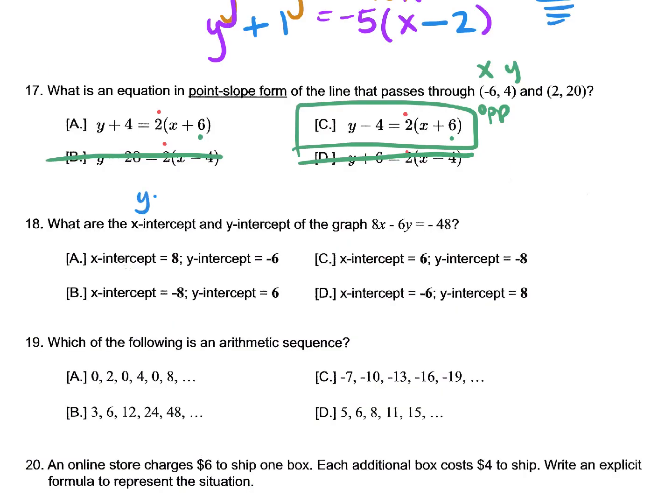To find the x-intercept, we're going to do y equals 0, plug it in, and then I'll eliminate some of our answers. So 8x minus 6 times 0 is equal to -48. When you do that, 6 and 0 are going to go away. You're left with 8x is equal to -48. Divide both sides by 8, you get x is equal to -6.